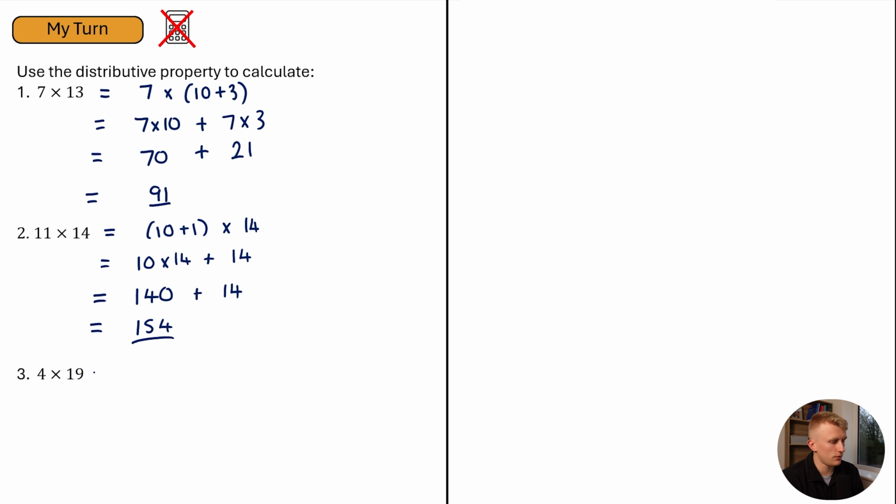And the last example, 4 multiplied by 19. So what I can do here is I can actually do 20 lots of 4 and then take away 1 lot of 4. And we would show that like this. So we'll change our 19 into 20 subtract 1. And what I can do is I can do 4 lots of 20. And then I can take away 1 lot of 4. So 4 lots of 20 is 80. Take away 4. 80 subtract 4 is 76.